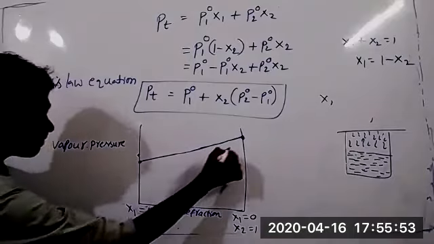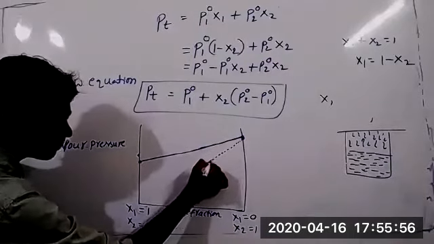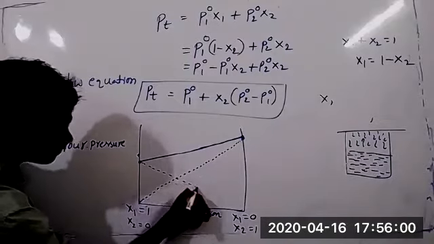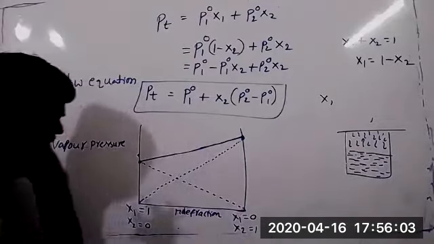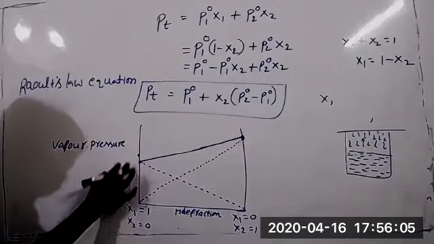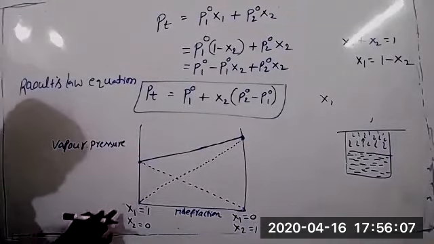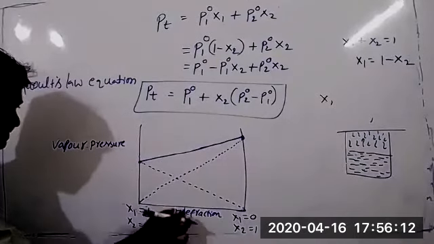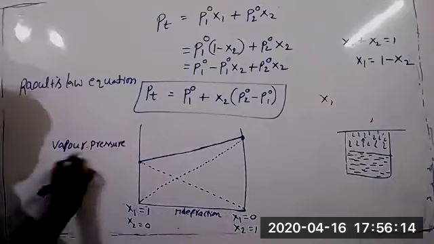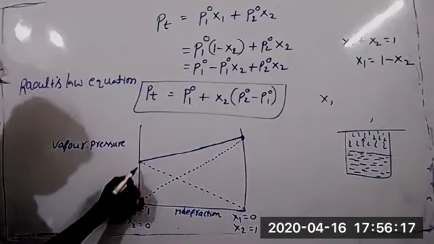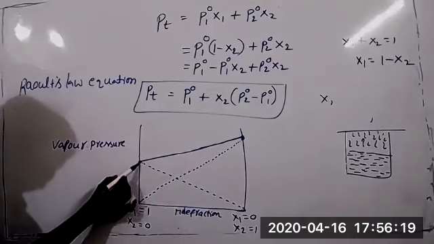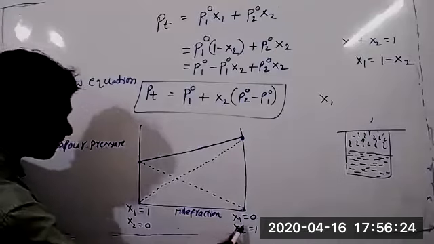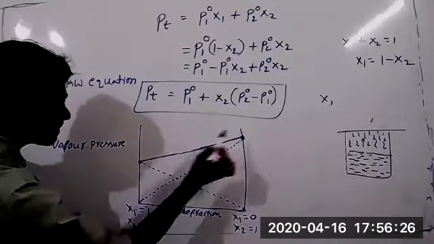Sir, on both sides is it vapor pressure? Yes, both sides are vapor pressure. The X-axis is mole fraction, the Y-axis is vapor pressure. This point refers to the vapor pressure of component 1, because here there is no component 2. Here only component 2 is taken, and its vapor pressure is this much.